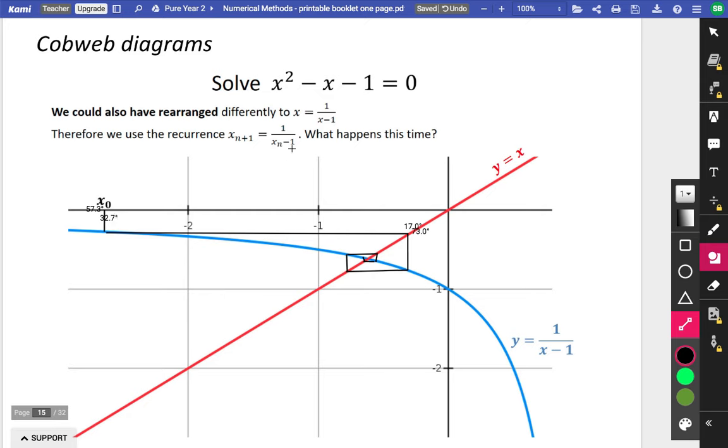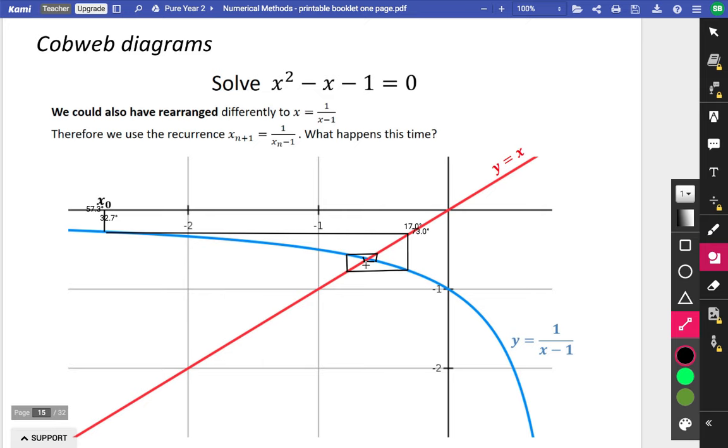Now, if you're not so sure about what's happening with this pattern, I've got something on the next slide that should help you. But really what we're doing is we go down to the curve, across to y equals x, down, across, up, across, down, across. It's only up and down, and you always start off with the curve, and then you go to the straight line. So it works. Both of those iterative formulae work. They will both converge to one of the roots.